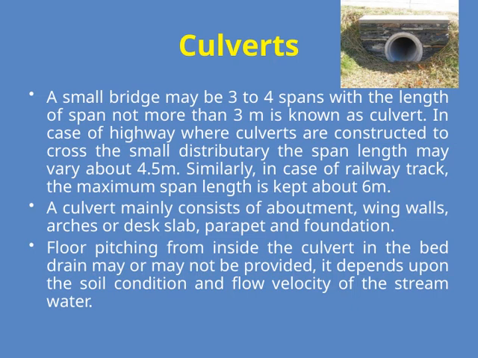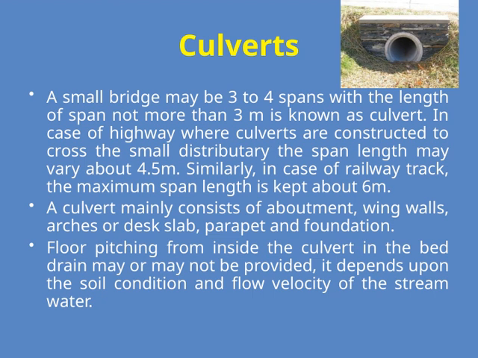Let's talk about culverts. A small bridge, which might have 3 or 4 spans, with each span not exceeding about 3 meters, is called a culvert. Now, when we consider highways, especially where culverts are constructed to cross small distributaries, the span length can be a bit larger, around 4.5 meters. Similarly, in railway tracks, the maximum span length is typically kept around 6 meters.